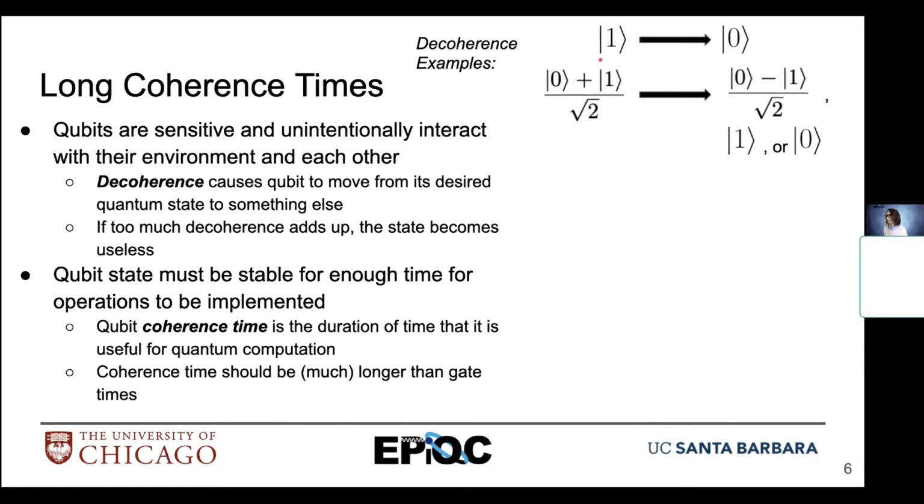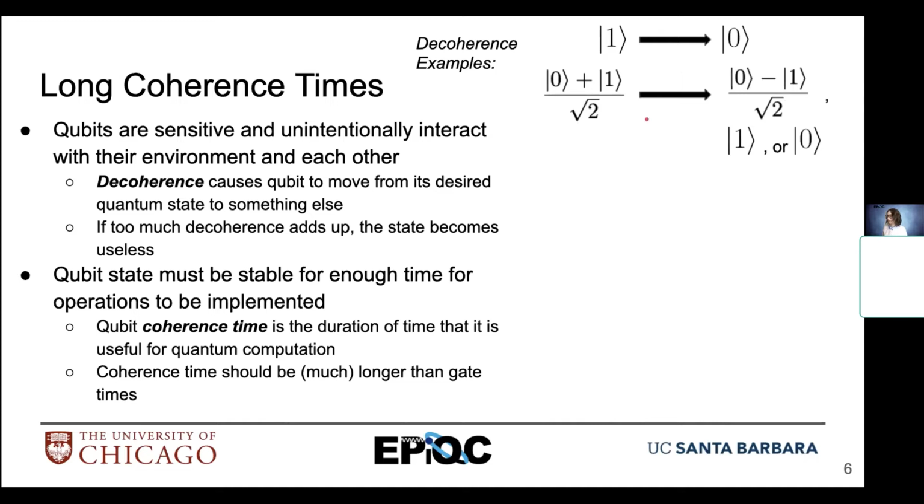These are just some key ones: Ket 1 fading into Ket 0, or a superposition state fading into a superposition state with phase, or eventually evolving into either Ket 1 or Ket 0, so losing that superposition entirely. These are extreme cases, but decoherence can be slight as well. So even a slight tuning of that superposition is often not what we want.